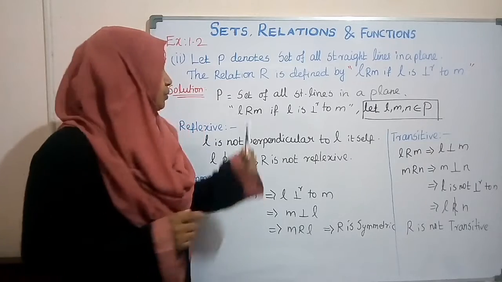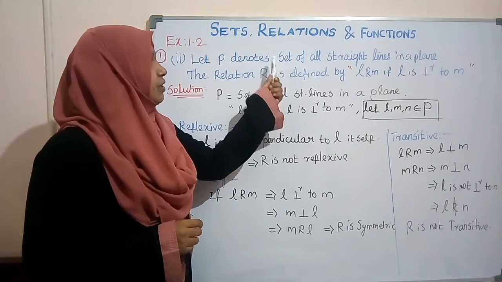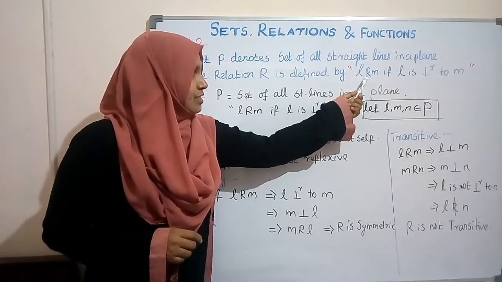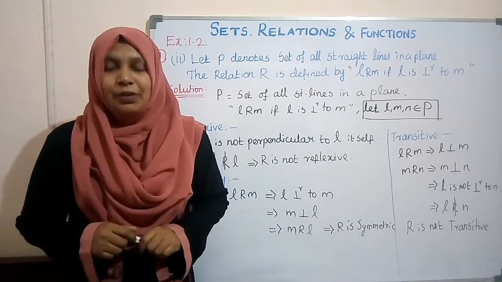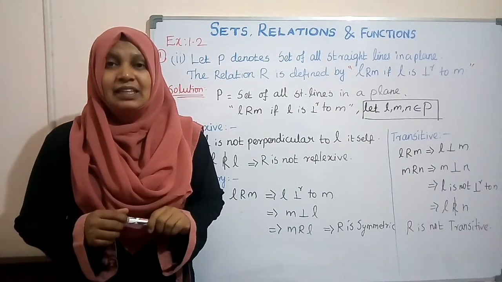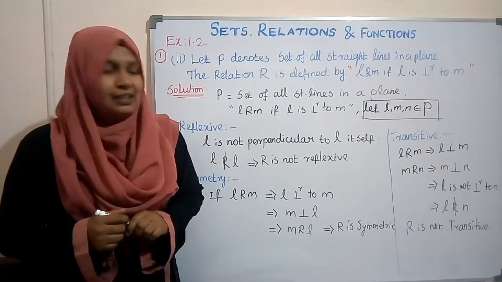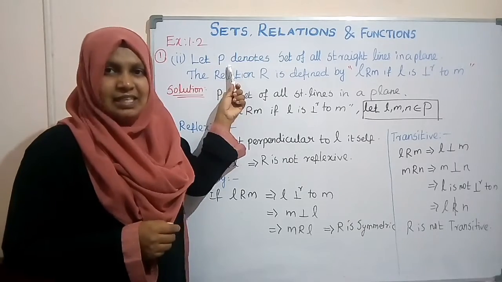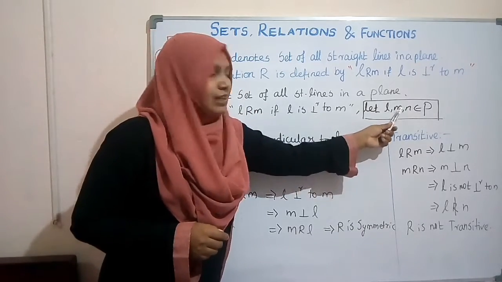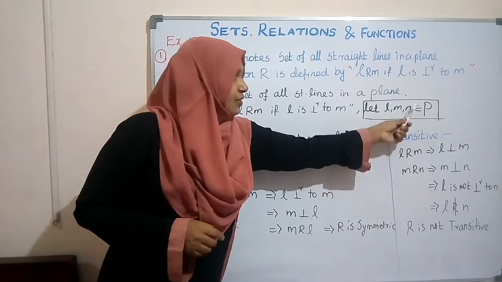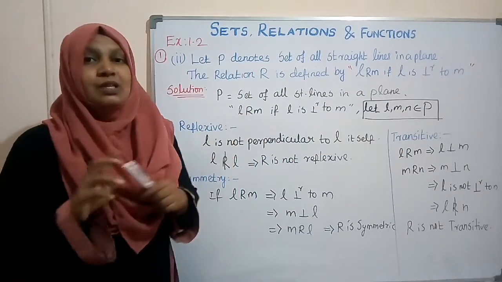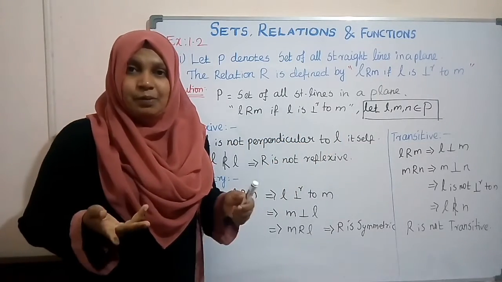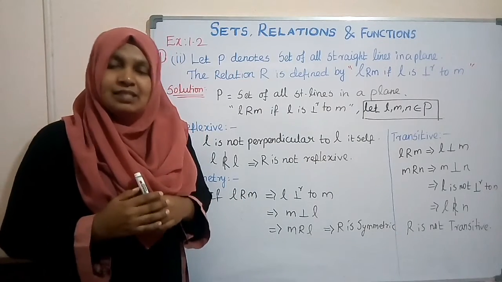Now subdivision 2. Let P denote the set of all straight lines in a plane. The relation R is defined by l relates m if l is perpendicular to m. So here the set contains all the straight lines on a plane, already given in the question as set P. We consider three lines l, m, n which belong to the set P. And how are they related? l is perpendicular to m. If two lines are perpendicular, then the two lines are related.